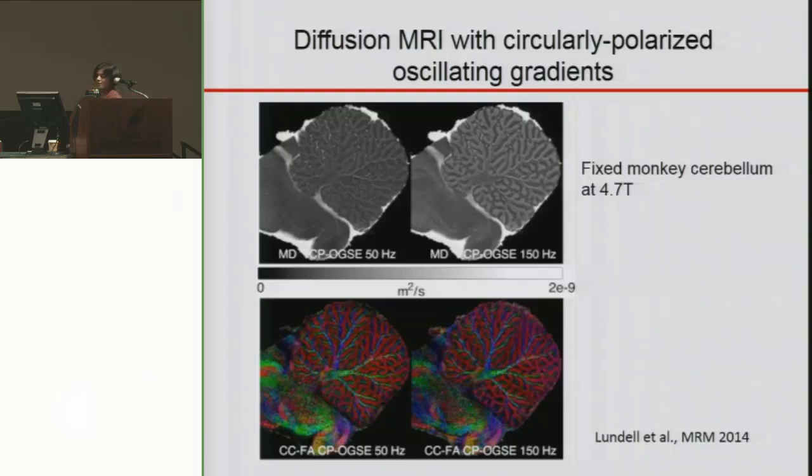And then this is an example showing a cerebellum from a monkey brain. And this again shows significant enhancement, or highlighting, specific to the granule cell layer, which we can see here. And this is using oscillating gradients at 4.7 T.